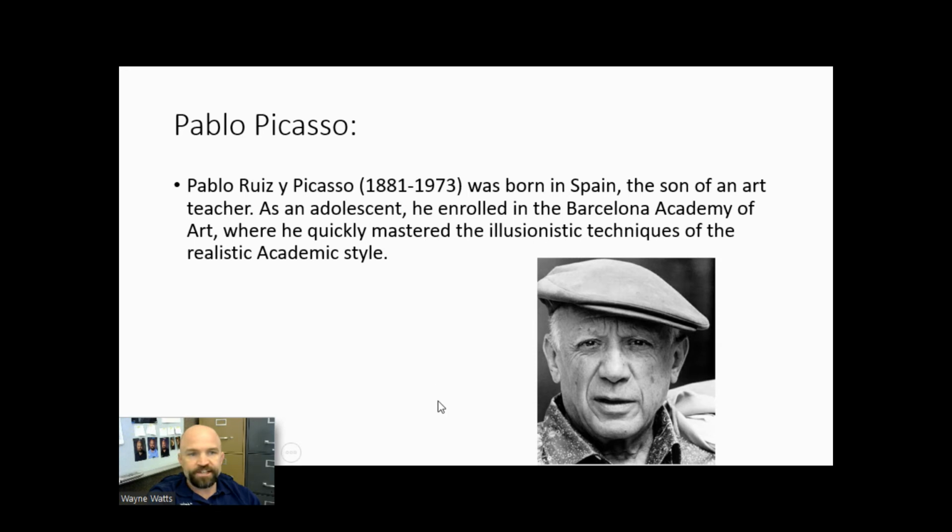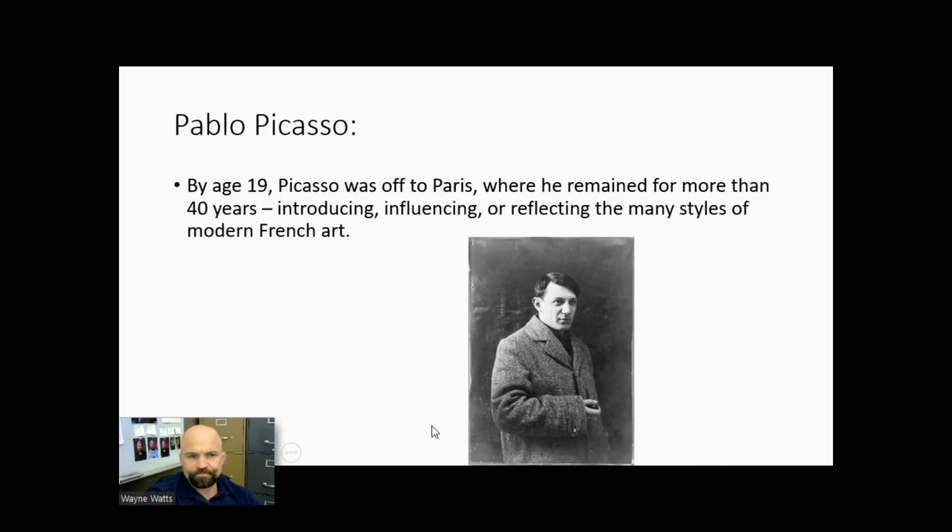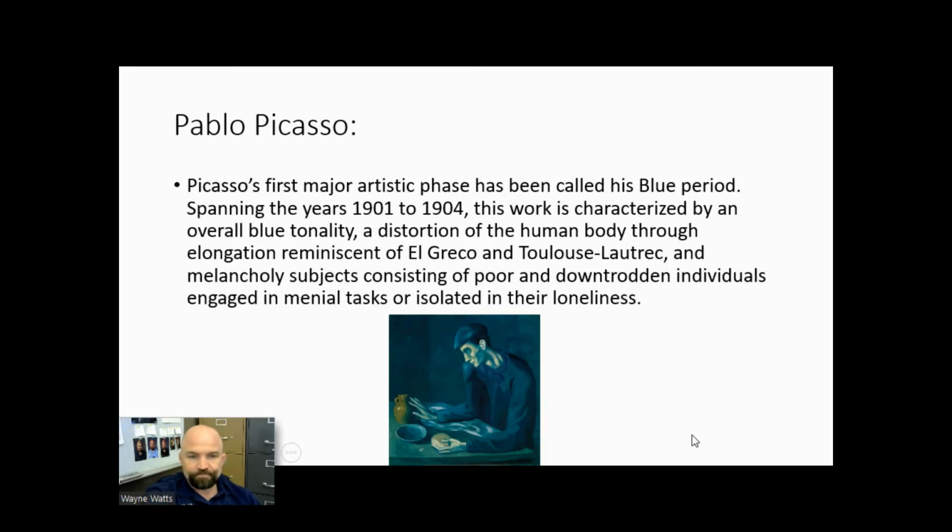As an adolescent, he enrolled in the Barcelona Academy of Art, where he quickly mastered the illusionistic techniques of the realistic academic style. By age 19, Picasso was off to Paris, where he remained for more than 40 years, introducing, influencing, or reflecting the many styles of modern French art. Picasso's first major artistic phase has been called his Blue Period.